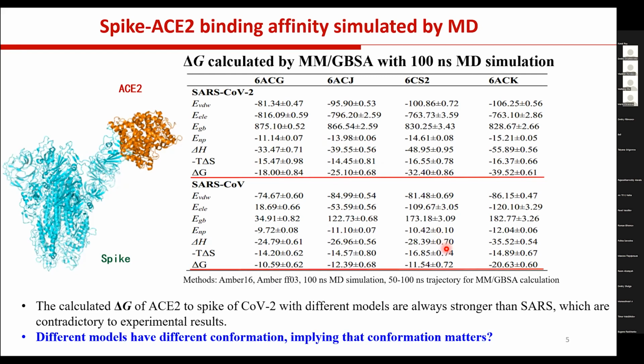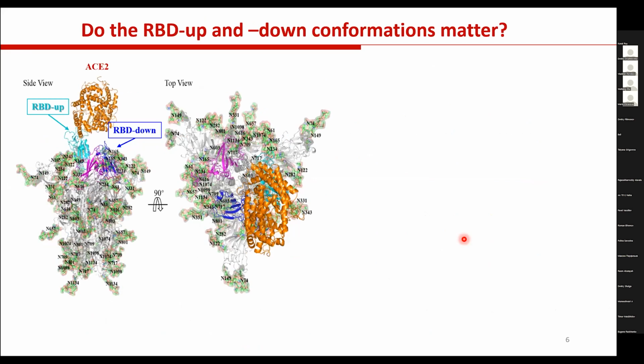So this calculated result demonstrated that the theoretical result is contradictory to the experimental result. Meanwhile, we found that different models have different conformations and different calculated binding free energies. So this result shows that the conformation may be important to the binding free energy.